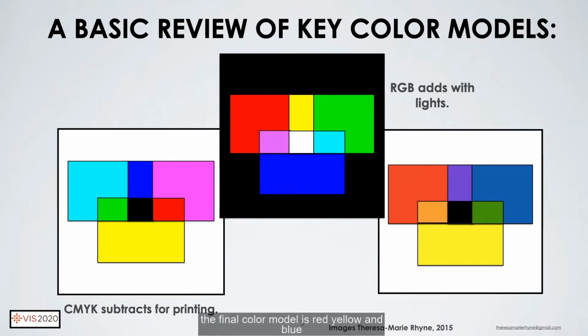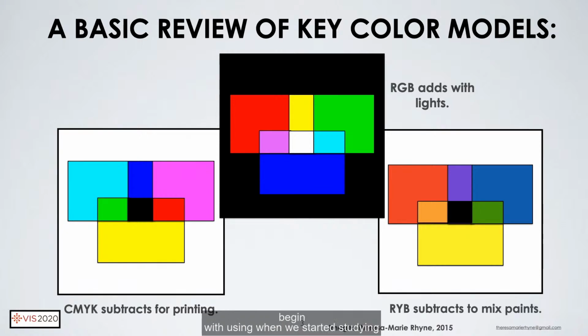The final color model is red, yellow, and blue, and this is how we mix paints together. It's also considered a subtractive color model. The final product is closer to a brownish color than an actual black color, but this is the color model most of us begin with when we started studying color in kindergarten.